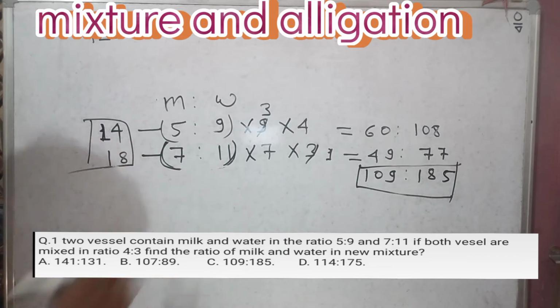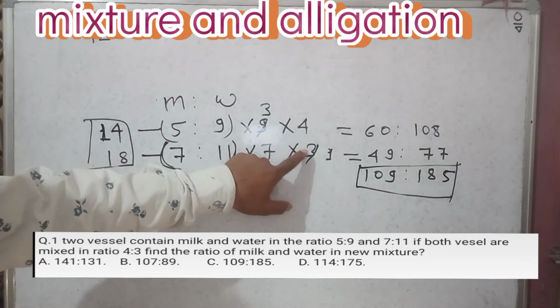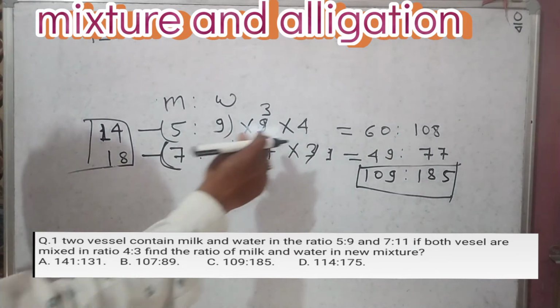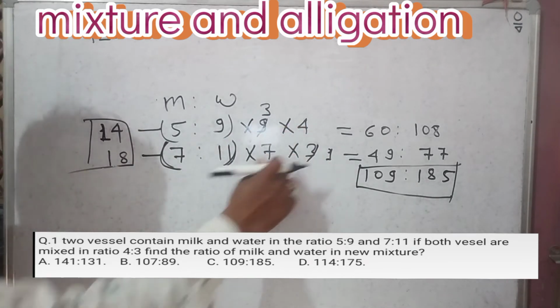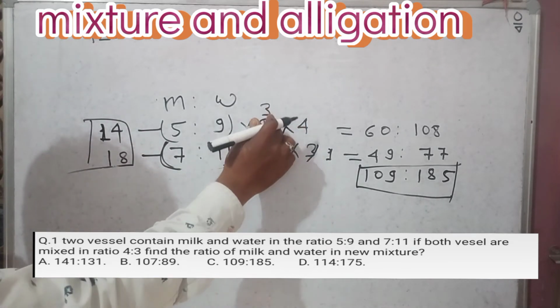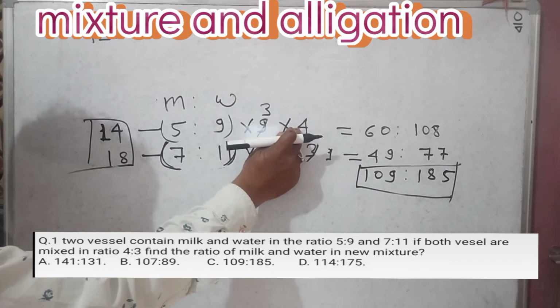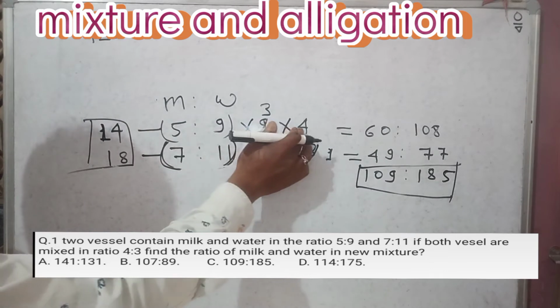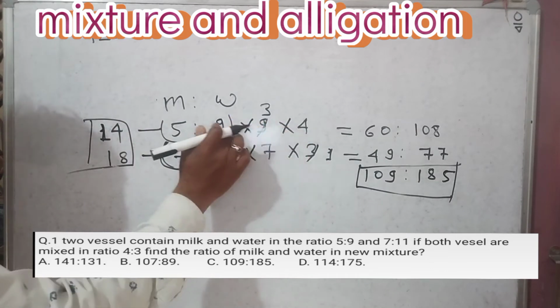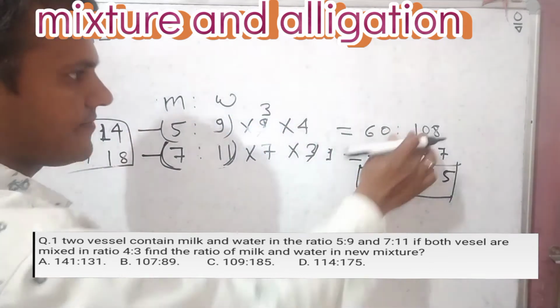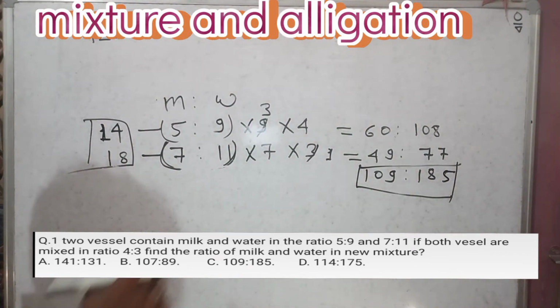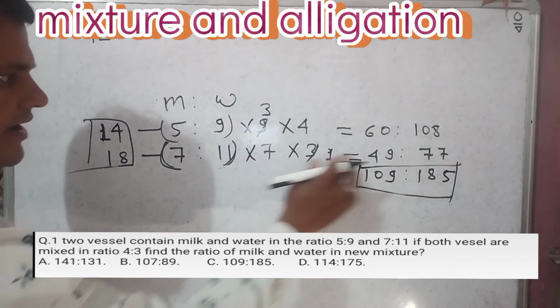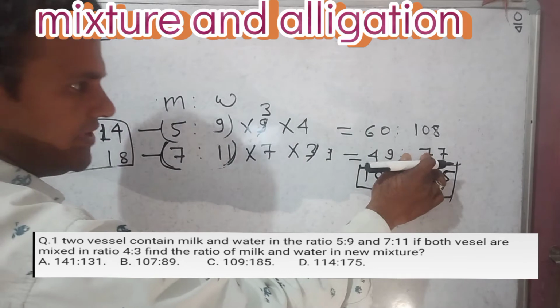The whole ratio with 7. And both are mixed in the ratio 4:3. So multiply with 4 and multiply with 3. So 3 1s are 3, 3 3s are 9. Now 3 into 4 is 12. 12 5s are 60, the new ratio. And 12 9s are 108, right? 7 7s are 49 and 7 11s are 77.